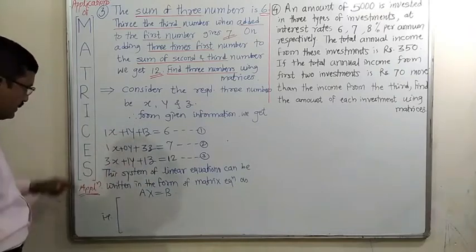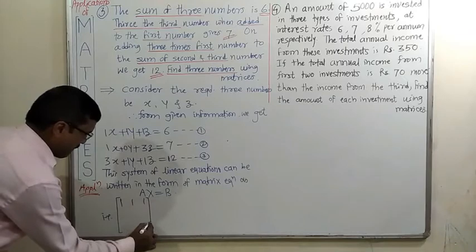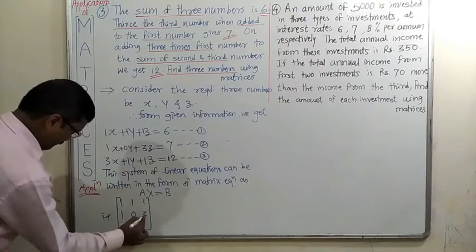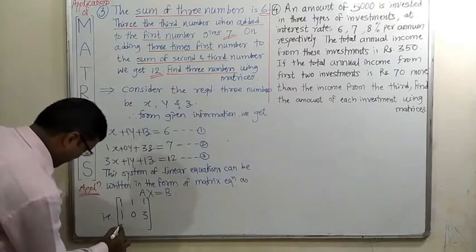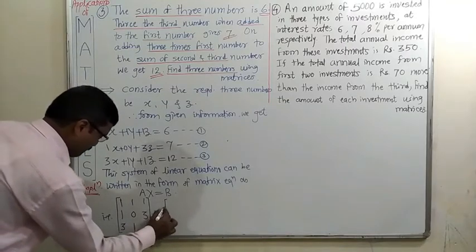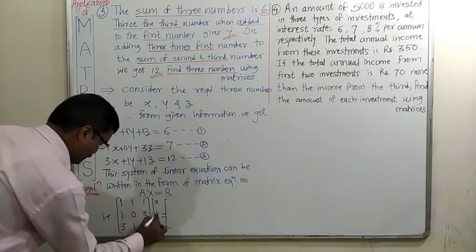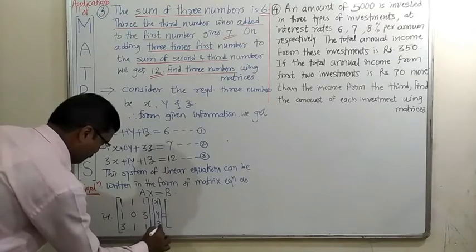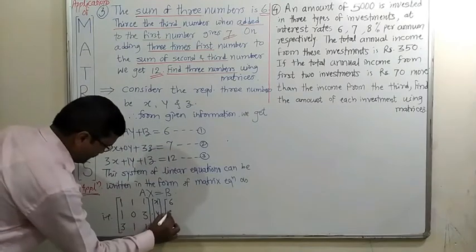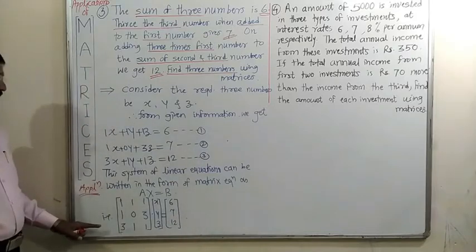So here the matrix of coefficients A becomes 1, 1, 1, 1, 0, 3 and 3, 1, 1, into our matrix X, that is the matrix of variables. It can be written as x, y, z, equal to B, which is nothing but the matrix of constants, that is 6, 7 and 12. So we get this matrix equation.